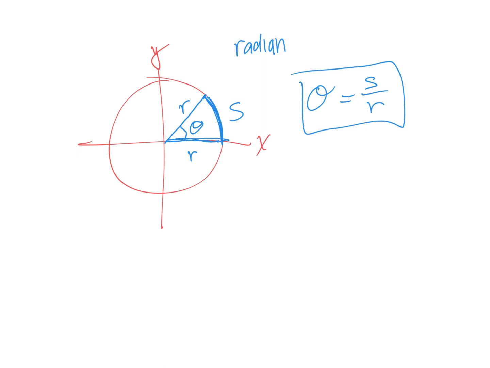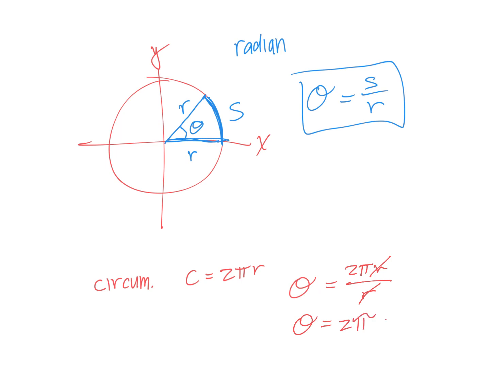Now, a circle has a circumference of 2 times pi times the radius. And so if we were to calculate what is the radian measure of a complete circle, so if you went all the way around the circle, what would that be? That would be the arc length, in this case, 2 pi r divided by r. And so our r's cancel. So in a full circle, we have 2 pi radians.